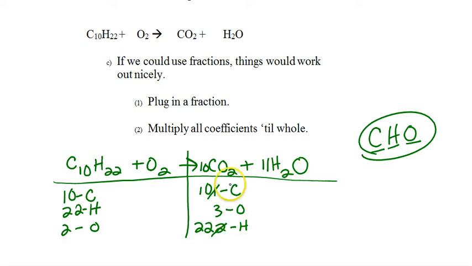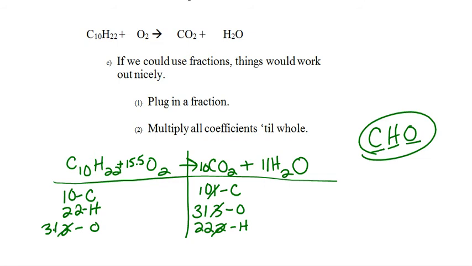Okay, now let's count up our oxygen. So we have 11 plus 20, so that makes this 31. And now going over to the left, notice our carbon is good, our hydrogen is good, now it's just our oxygen. And so I need to get 31 on the left for that oxygen. The only way I can get 31 is if I use a fraction. 15 and a half will give me 31.